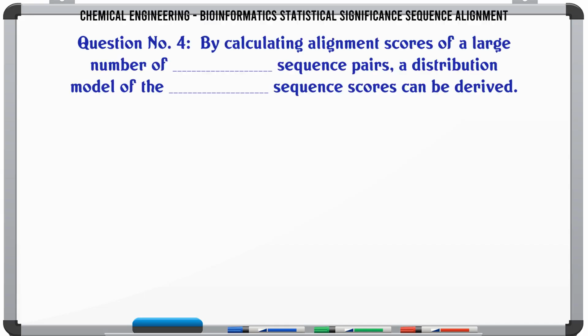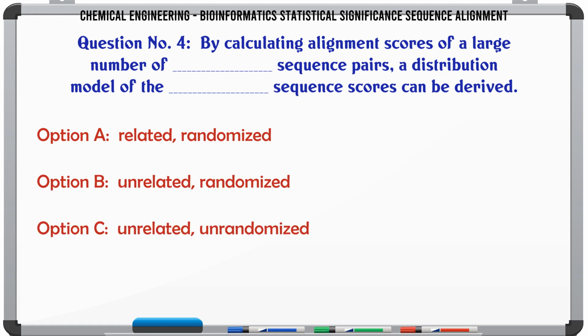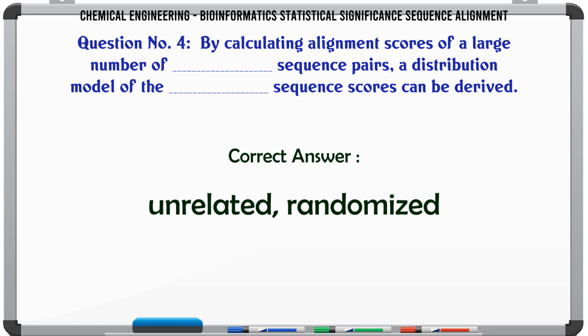By calculating alignment scores of a large number of sequence pairs, a distribution model of the sequence scores can be derived. A. Related randomized, B. Unrelated randomized, C. Unrelated unrandomized, D. Related unrandomized. The correct answer is unrelated randomized.